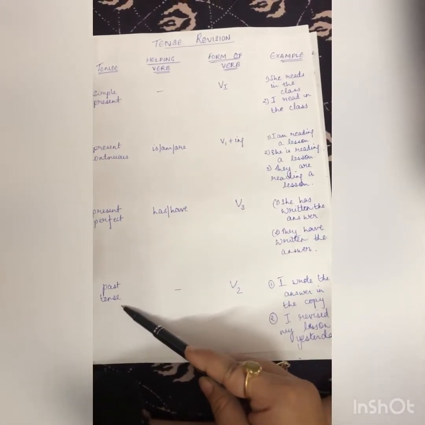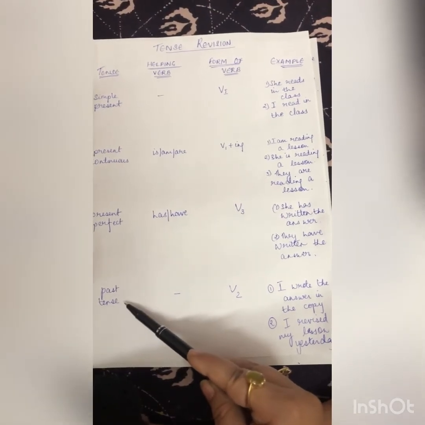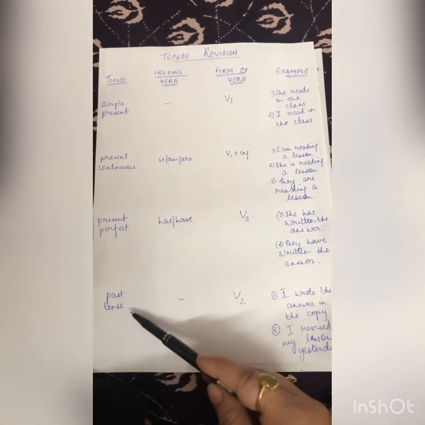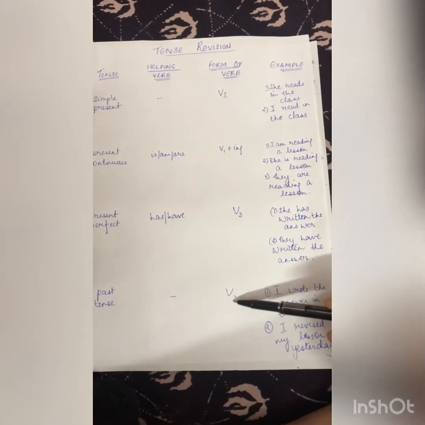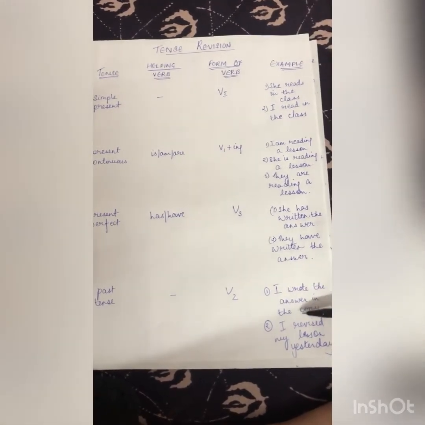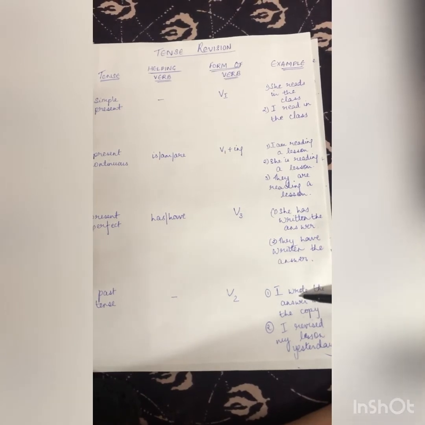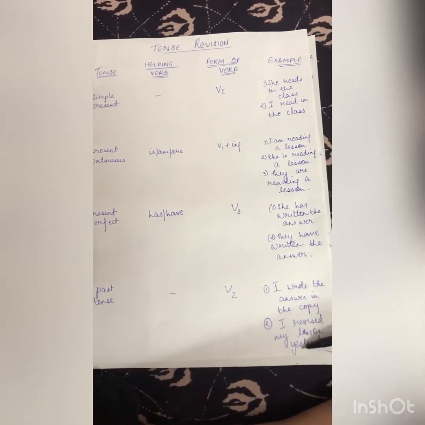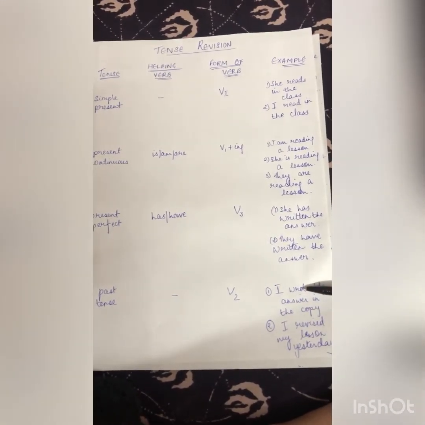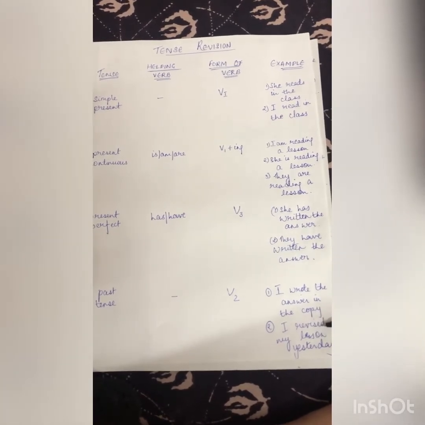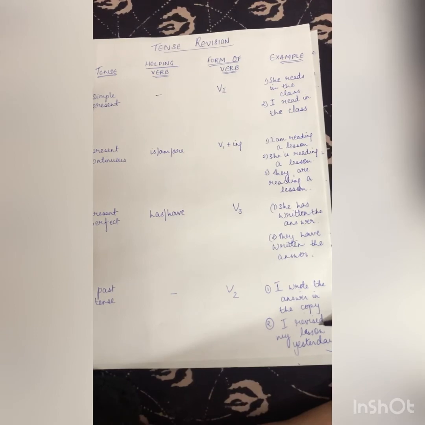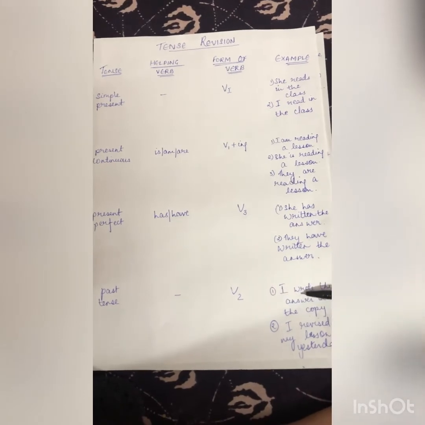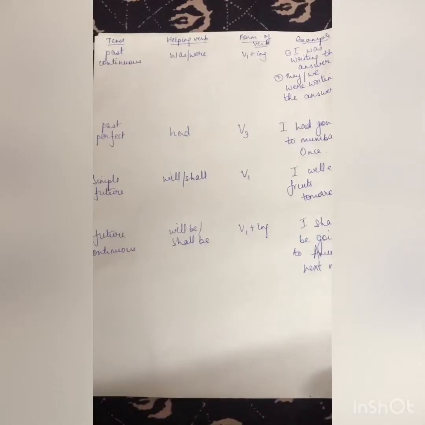Moving on to past tense, simple past, children. When we talk of actions that took place some time in the past and they are over now, there is no helping verb, you just use the second form of verb here. For example, I wrote the answer in the copy. Second form of verb, first form write, wrote the answer in the copy. I revised my lesson yesterday. Irregular verb, regular verb. Regular, why? Because you use ed to form the second form, while in irregular verbs the form changes entirely. So the second form of verb is used in past tense.